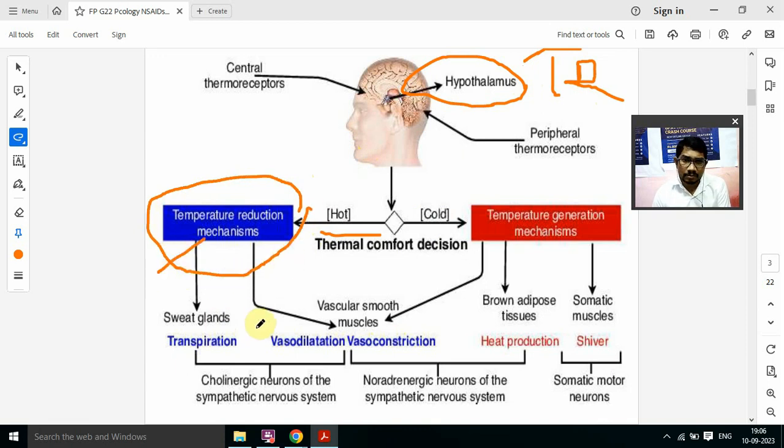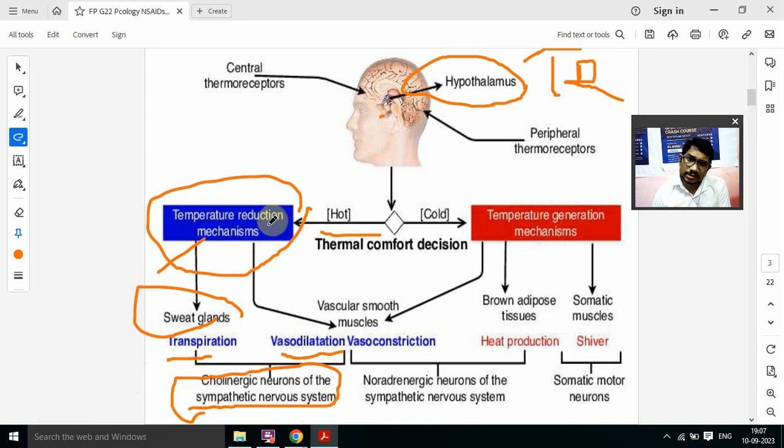First, by the sweat glands. It will increase the activity of the sweat glands and therefore there is transpiration. So this hypothalamus will regulate this through cholinergic neurons of the sympathetic division. Again, there will be vasodilation, cutaneous vasodilation, and transpiration. This increases the sweat formation.